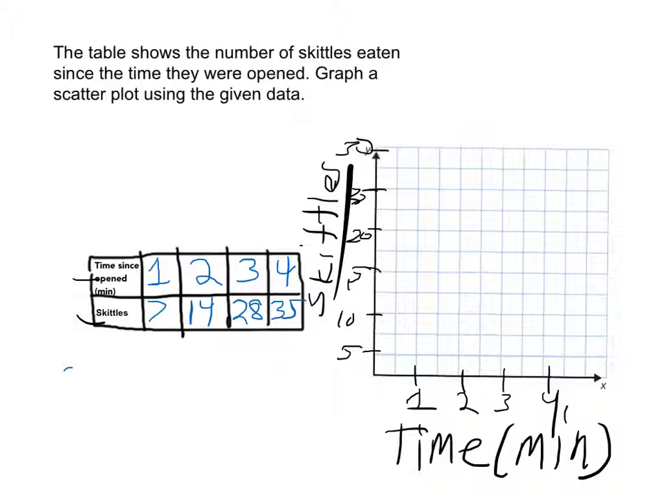Time since open 1, it's 7. So that will be around there. 2, 14. Around there. 3, 28. Around there. 4, 35. Around there. That's positive correlation, so you have to put positive correlation. That is how you would answer it.